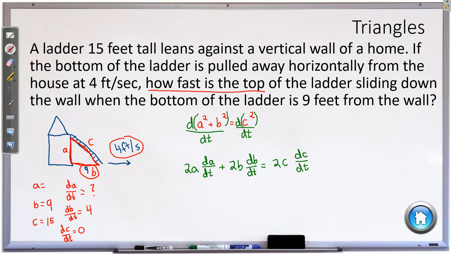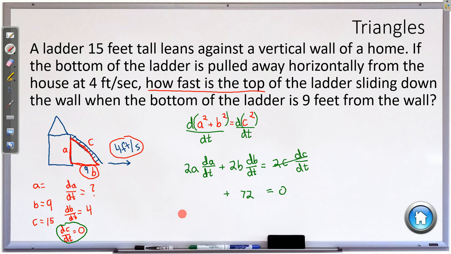And then we can plug in everything that we know. The one nice thing, because dc dt is 0, all of that goes away. And we're just left with 0 on the right. Let's see here. B is 9, and dB dt is 4. So 9 times 4 is 36, times 2 is 72.